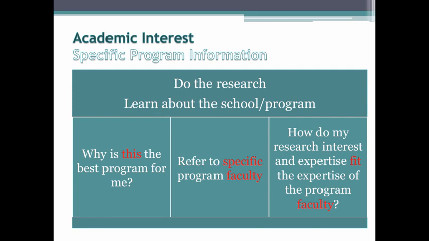Now, we're getting more into specific program information. When researching academic programs, research the faculty and their research interests and how they relate to the program. Okay? So, look at the website, look at the faculty. Okay? See what their expertise is and how you can fit into that.